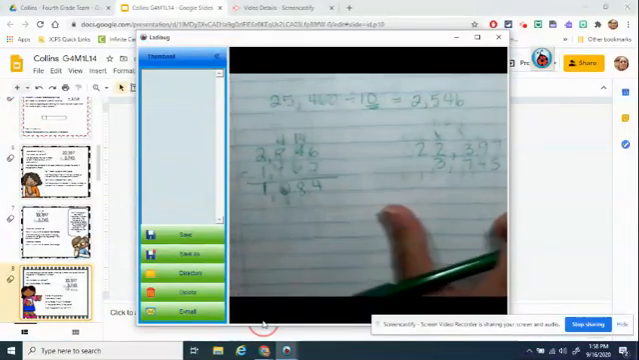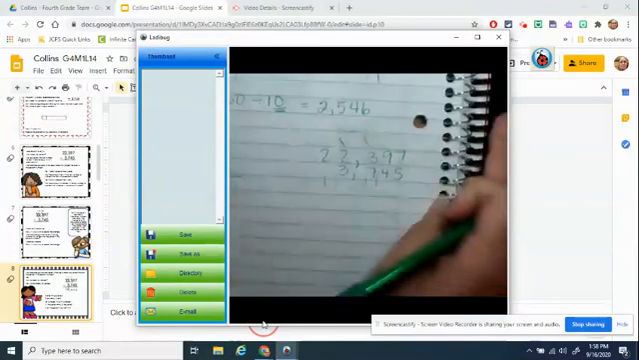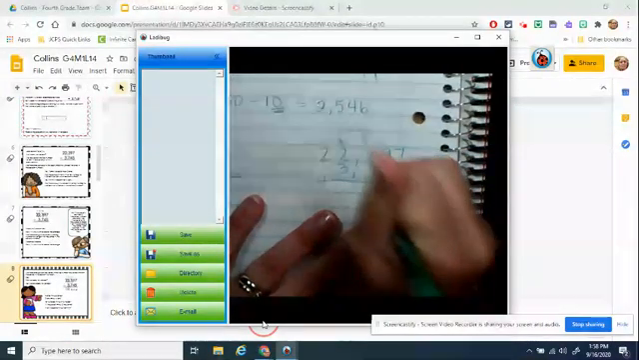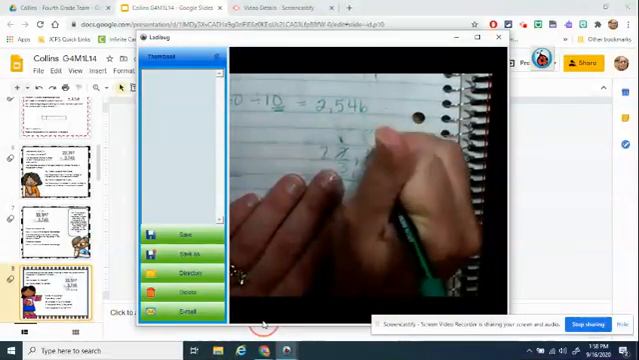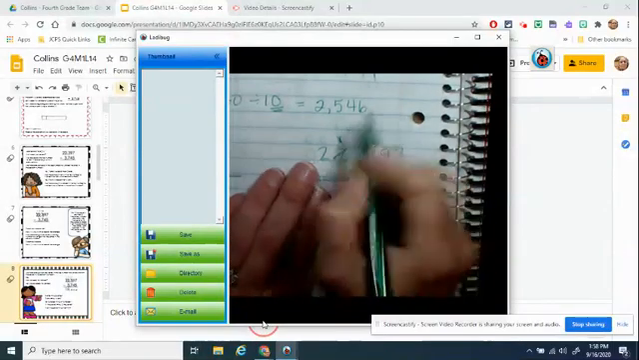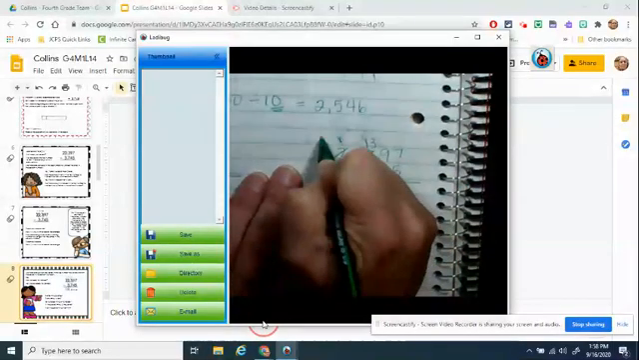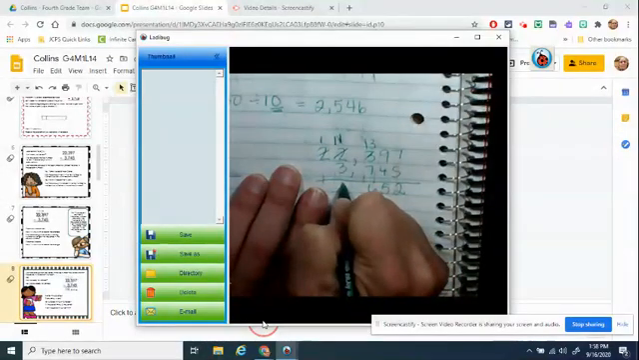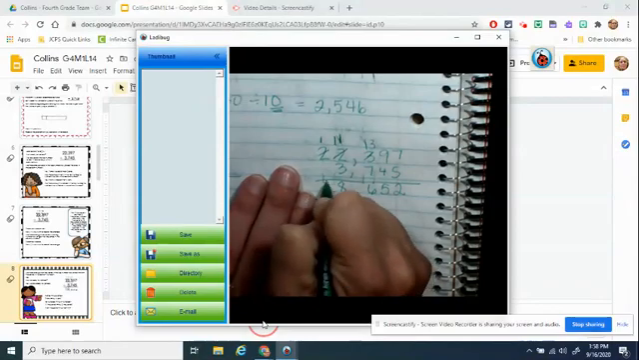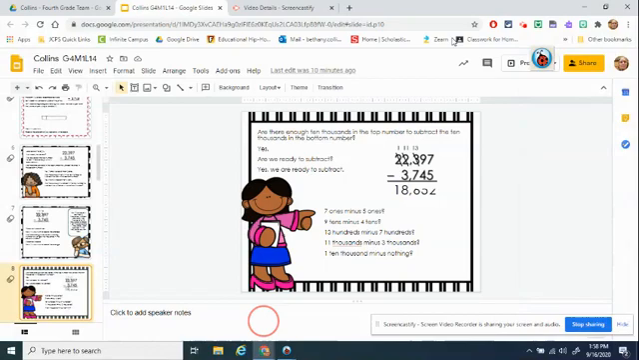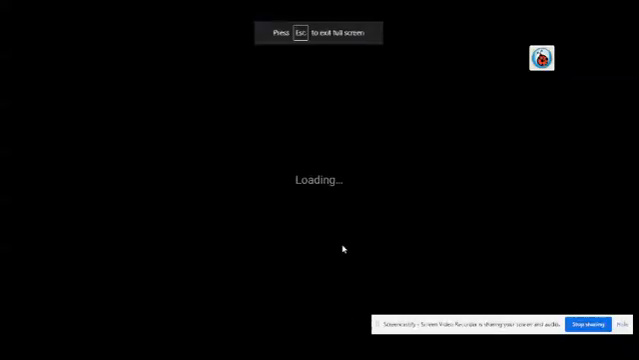All right, here we go. 22,397. 7 minus 5 is going to give me 2. 9 minus 4 is going to give me 5. 3 minus 7 I cannot do. 13 minus 7 is going to give me 6. 1 minus 3 I cannot do. 11 minus 3 is going to give me 8. 1 minus nothing is going to give me 1. I have 18,652. Okay, so that's what that says there, but it's just a little bit weird.